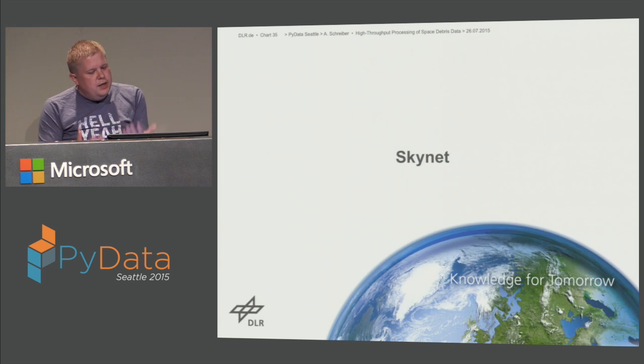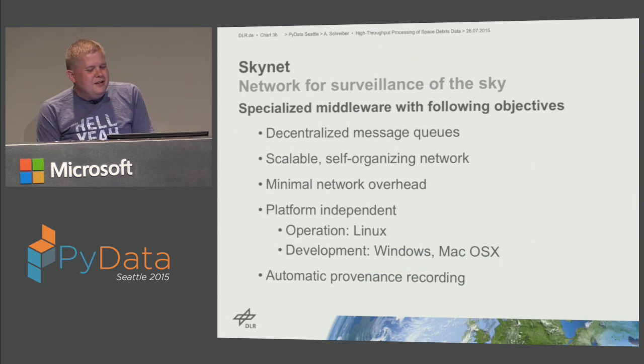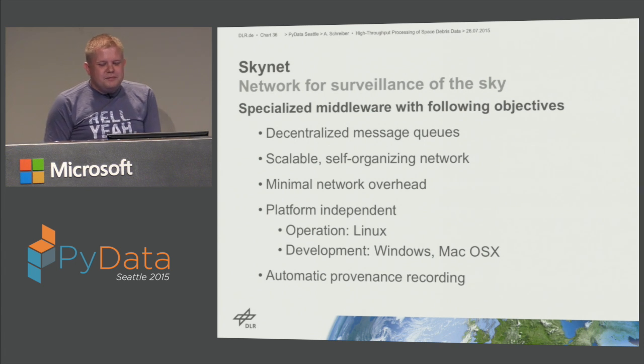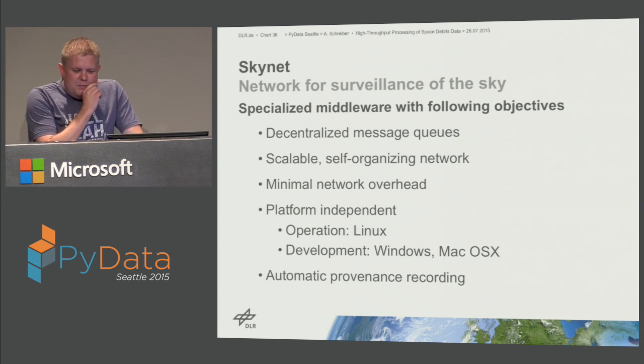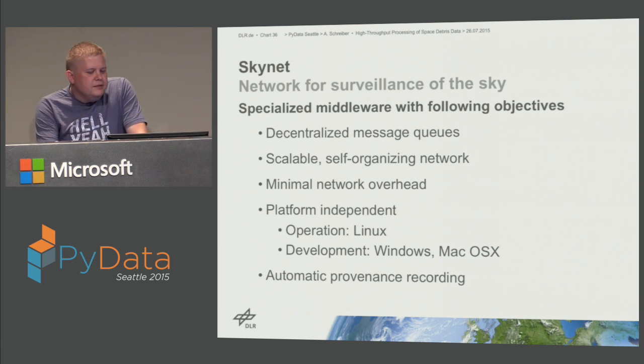The basic middleware is called Skynet. The name is not actually very good, but it has some kind of a meaning: network for surveillance of the sky. So the name might change in the future. We didn't register names on GitHub and so on for that, because we are thinking about other names currently. But this is only the middleware that is hidden from the users that are using the system.